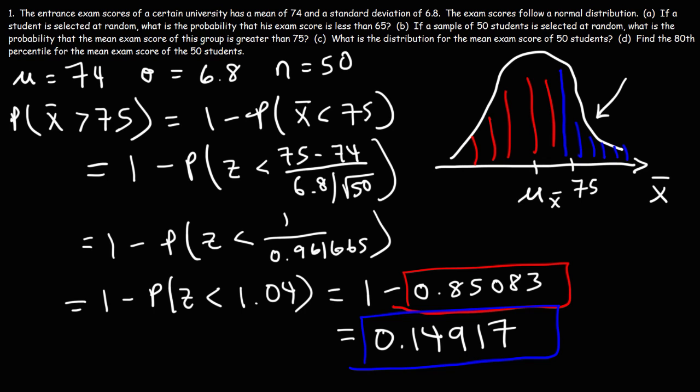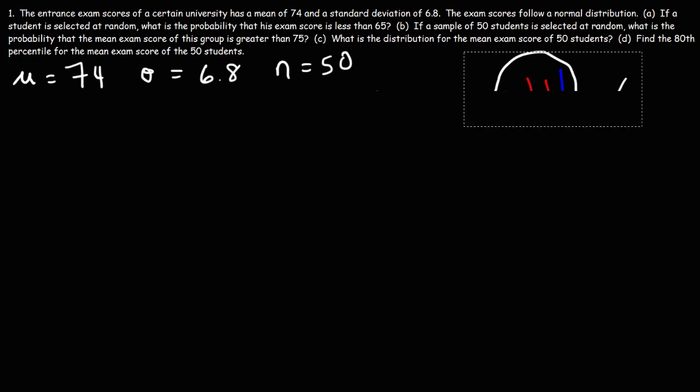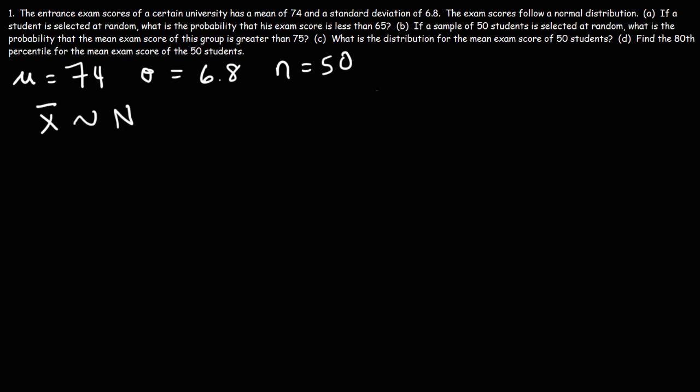Now let's move on to part C. What is the distribution for the mean exam score of 50 students? How can we write the distribution for the mean exam score? So because we're dealing with the mean, it's going to be x bar. And it is a normal distribution. And then we need to write the mean. And we also need to write the standard error, which is going to be sigma divided by the square root of n.